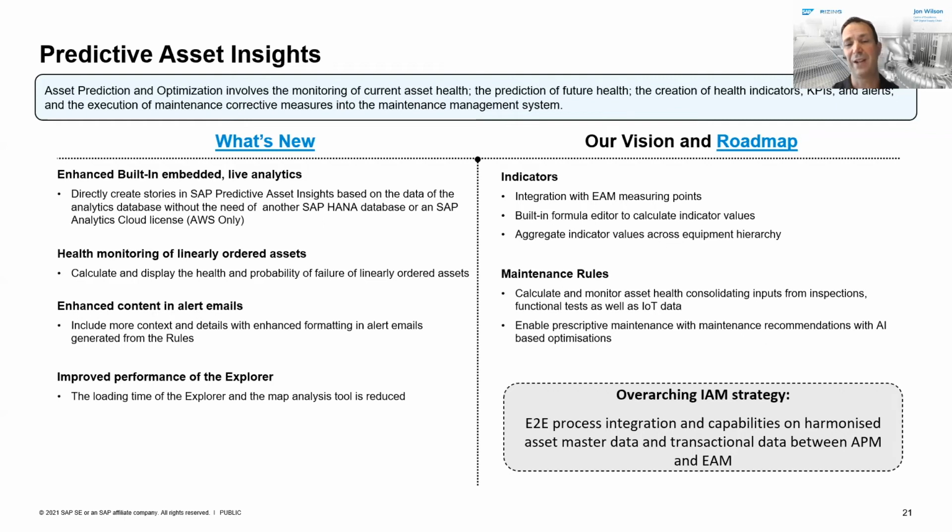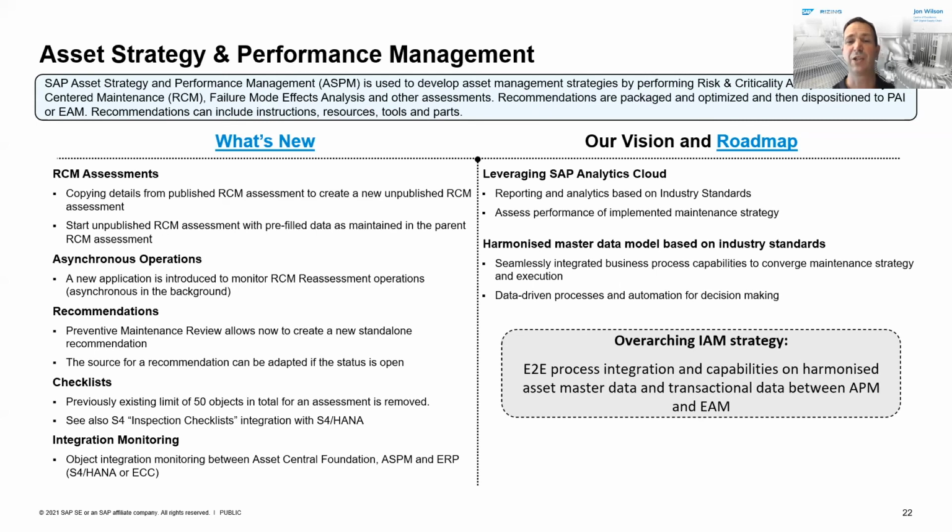So all of that really is driving into this overarching strategy that I mentioned, which is to harmonize the asset data and the transactional data between our core ERP and the predictive asset insight solution as well. And we see this also in the asset strategy performance management space as well. So that same overarching strategy exists here, but we do have, again, some specific enhancements in the ASPM solution.